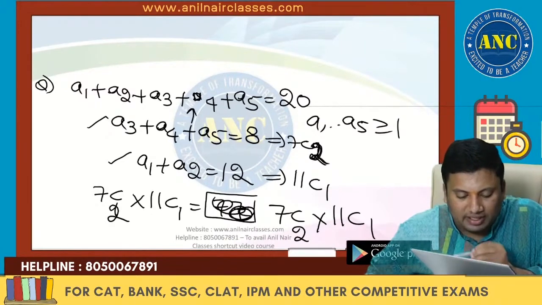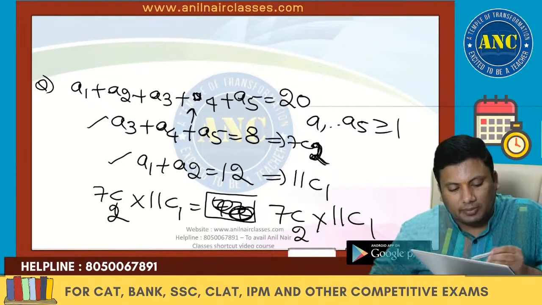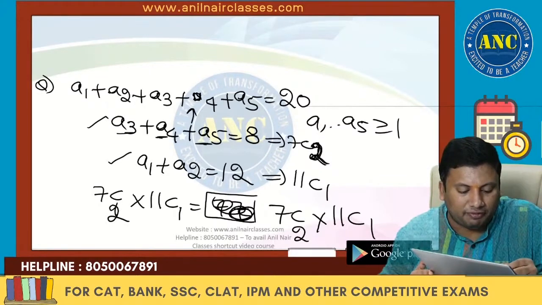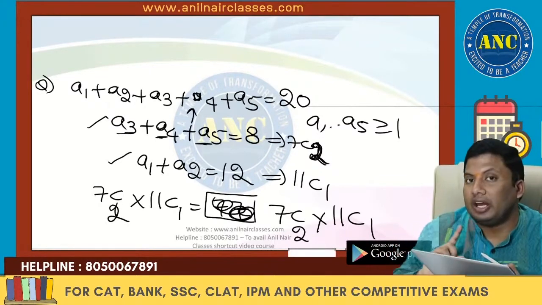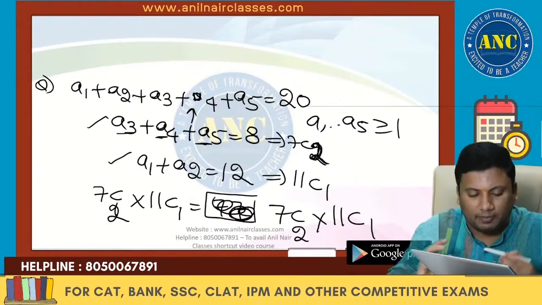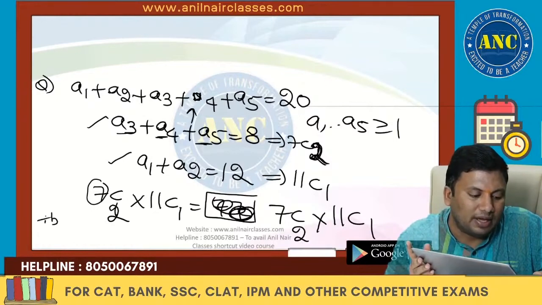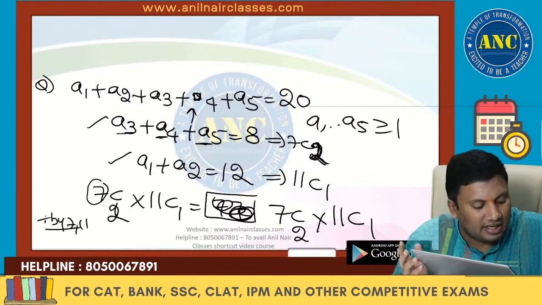7C2 into 11C1. Don't write 7C1, it is a mistake. Three variables. Be very careful while doing counting. None of the problems we counted, if you observe, we just found out the outcome. 7C2: 7 is a prime number, so the answer should be divisible by 7. The answer should also be divisible by 11. I hope the idea is clear.